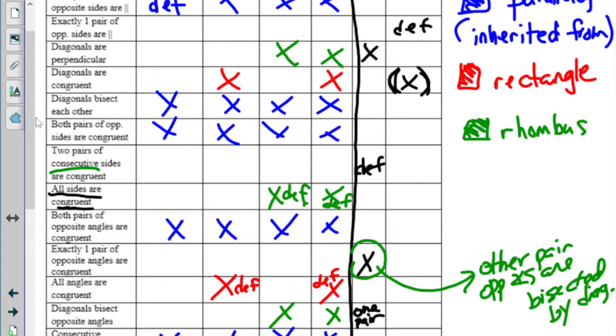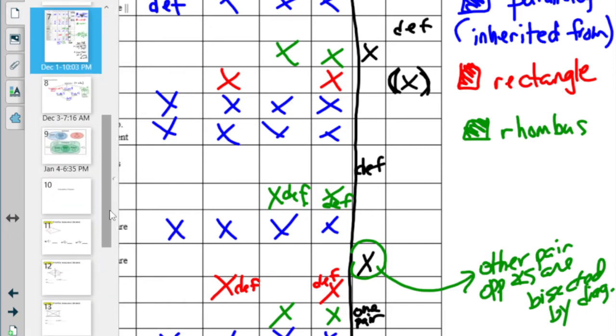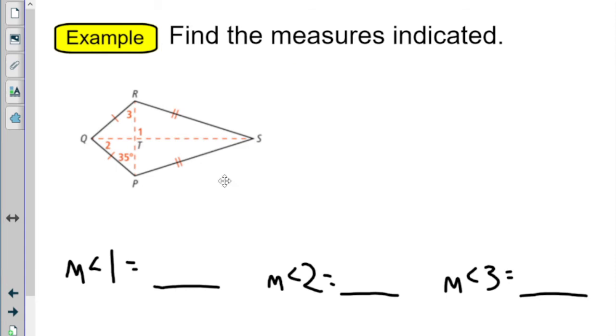So that being said, now we're going to look at some examples where we use the properties of all these shapes to get different measurements about the quadrilateral. So the first thing we need to do in all these problems is make sure we know what shape we're talking about so that we know what properties are true.